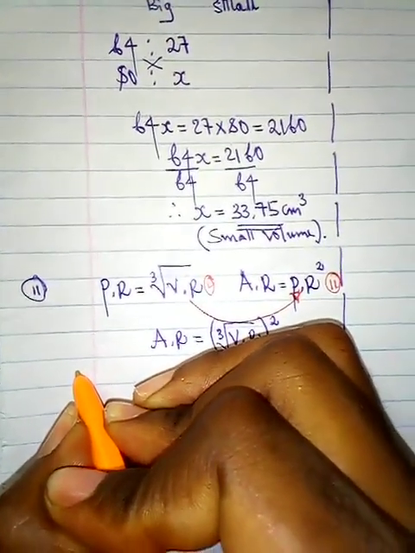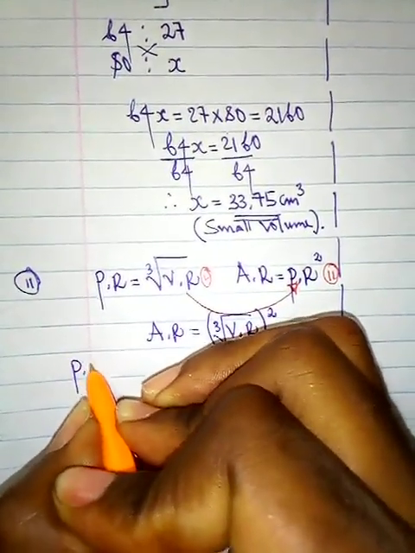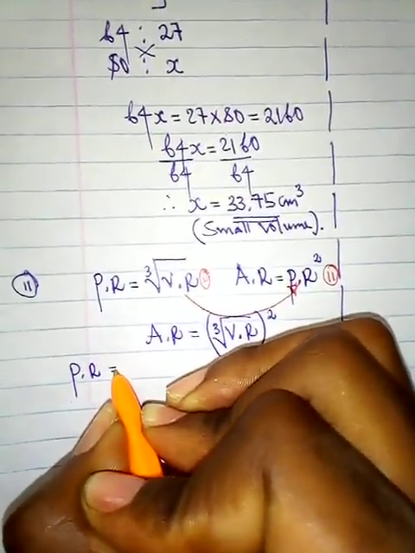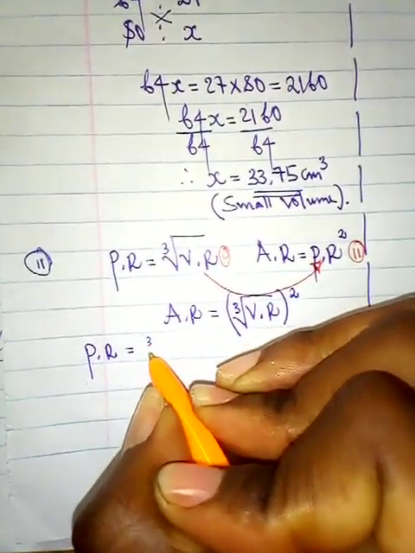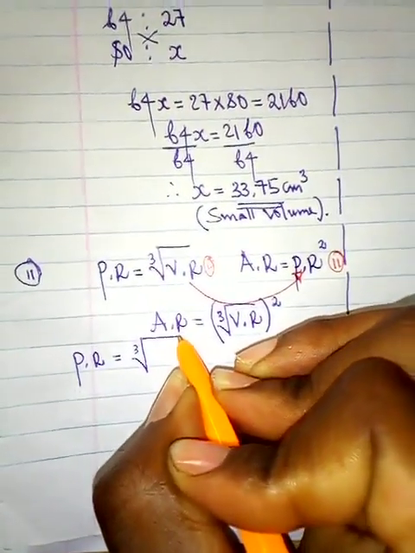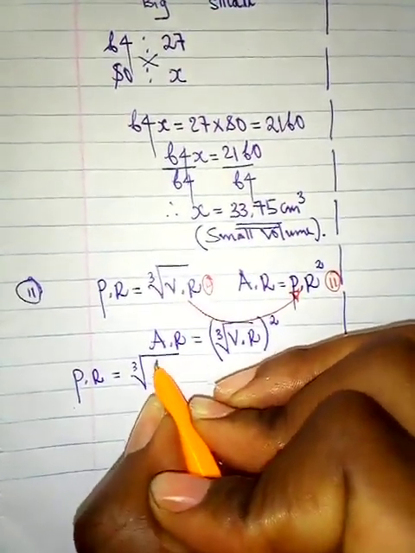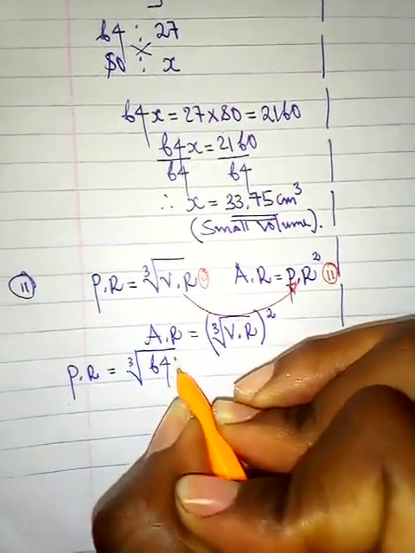So let's first find our perimeter ratio. Remember, our perimeter ratio is just the cube root of the volume ratio. And the volume ratio that we have been given here is 64 to 27.